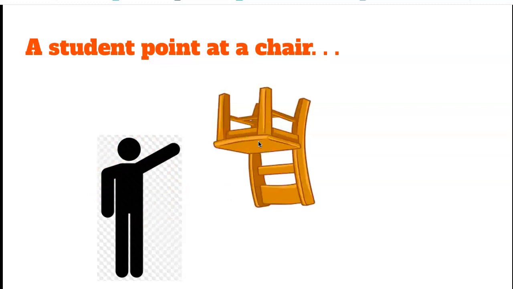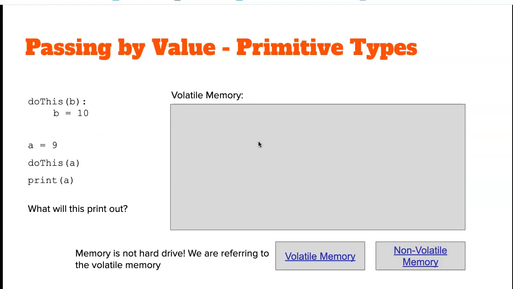Now, let's talk about what this means in terms of programming. So let's start off by talking about passing by value. So I have a really simple Python program here on the side, and this is your volatile memory.